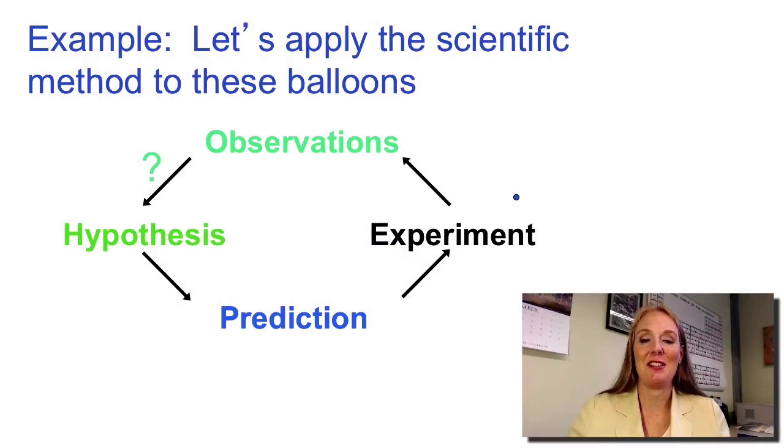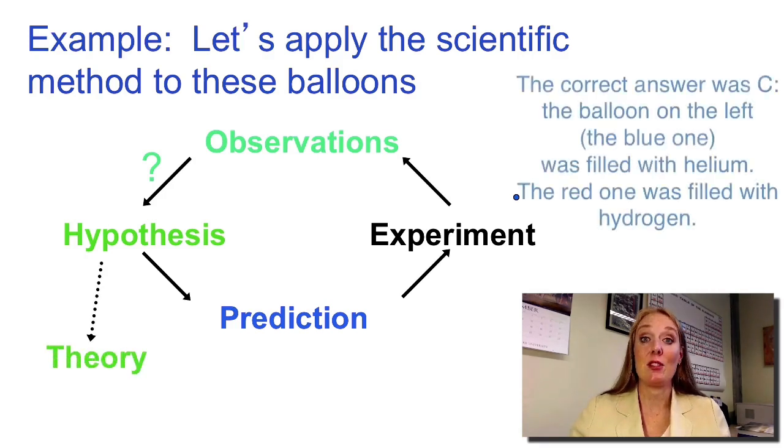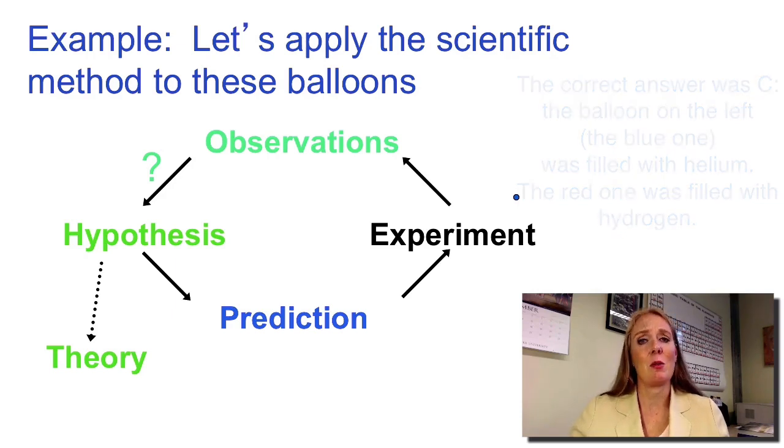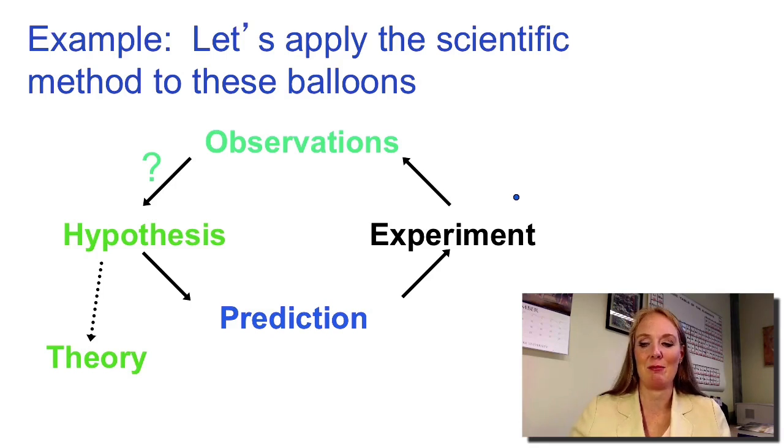Did your observations support or refute your hypothesis about what was in those balloons? Did you guess correctly? If you did predict correctly, would you like to say that your hypothesis is also a theory now? In other words, for balloons that float, must they be filled with hydrogen or helium? Or do you think that your prediction only applied to that one particular set of balloons?